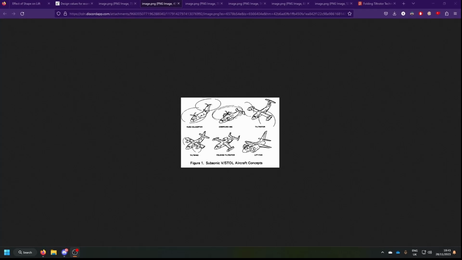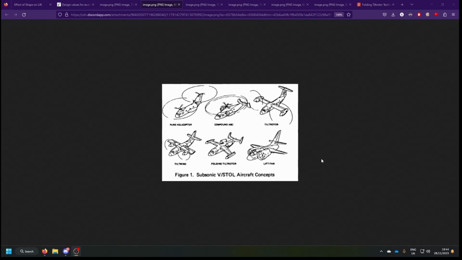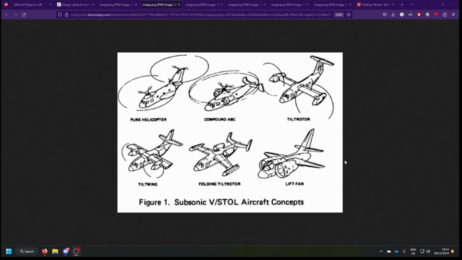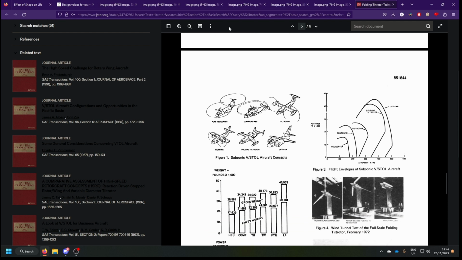Today we're going to be discussing our actual ideas for what we're going to make our plane to be for our EPQ. So as you can see, we have designs up here, such as a pure helicopter, a compound arc, a tilt rotor, a tilt wing, a folding tilt rotor, and a lift fan, which we got from this website, JSTOR. It's right here, and we can see some facts about the altitude and the airspeed in KTAS. And how fast is the KTAS, Jacob?